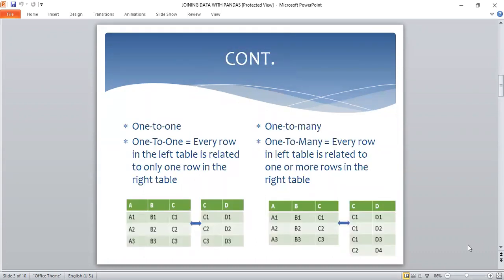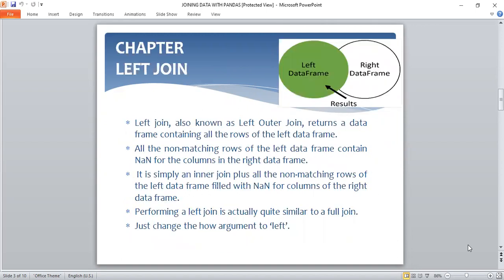There are two types: one-to-one and one-to-many. One-to-one: every row in the left table is related to only one row in the right table. One-to-many: every row in the left table is related to one or more rows in the right table.